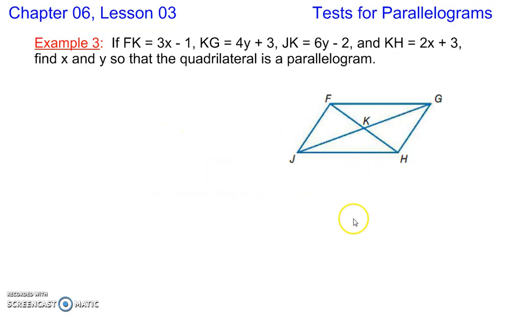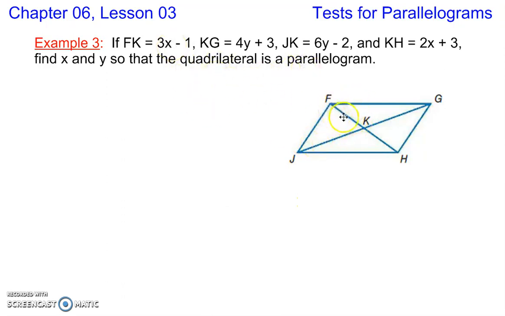All right, and here we go. We have in this parallelogram, FK is 3x minus 1, KG, this segment, is 4y plus 3, JK is 6y minus 2, and KH is 2x plus 3. Now we need to determine x and y. We don't know that it's a parallelogram. We need to determine them so the quadrilateral is a parallelogram.